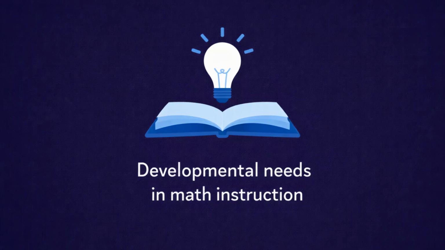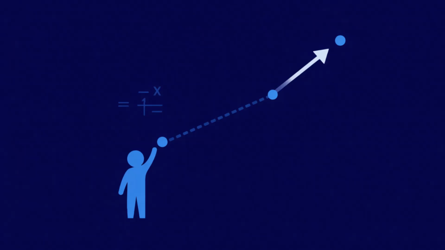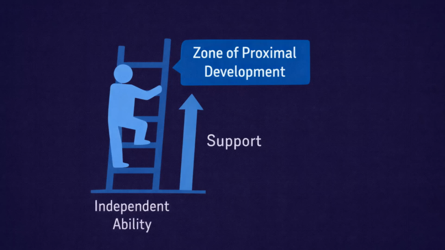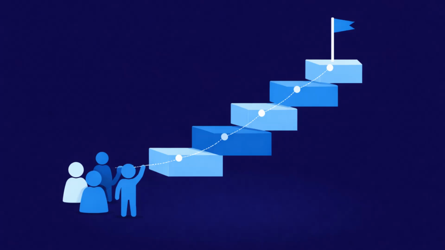Now let's talk about the role of developmental needs in math instruction. This is where theory helps us justify the instructional choices we make. One major concept here is the idea that students learn best when instruction connects to what they can do now and supports them in moving to what they cannot yet do independently. Vygotsky's concept of the zone of proximal development explains that learning is most productive when tasks are just beyond a learner's independent ability, but achievable with support. This is a strong theoretical foundation for scaffolding, modeling, guided practice, and strategic use of peer collaboration.